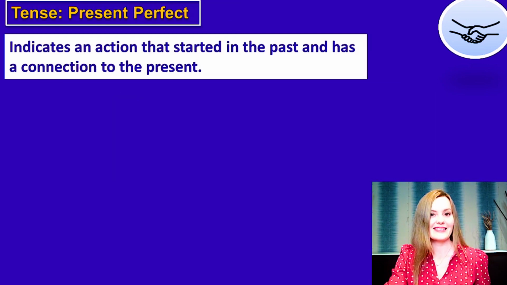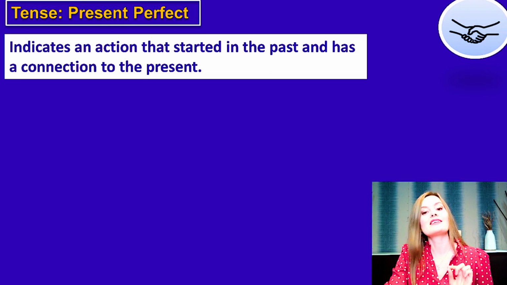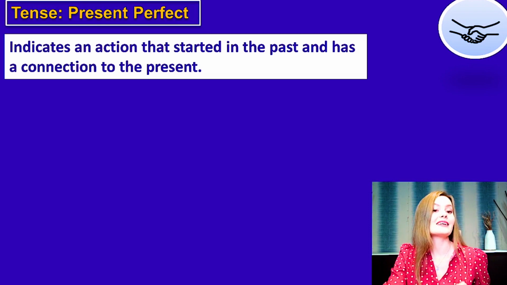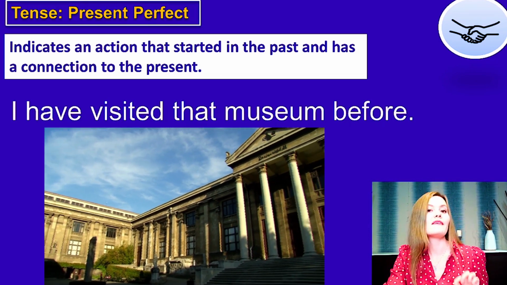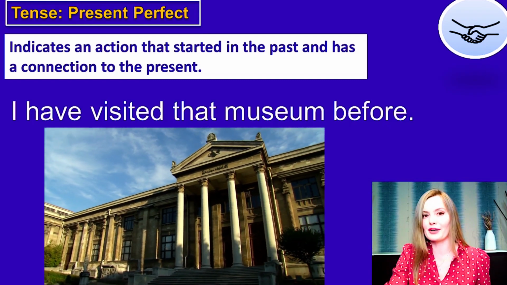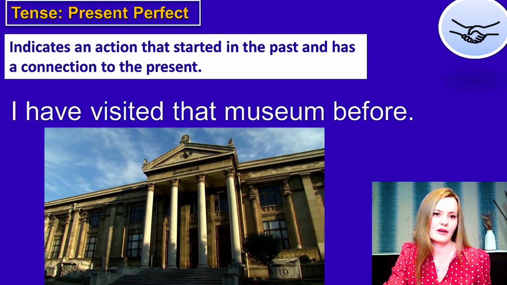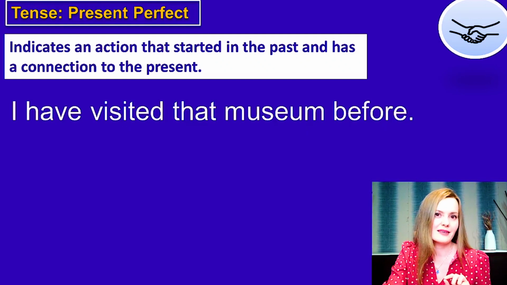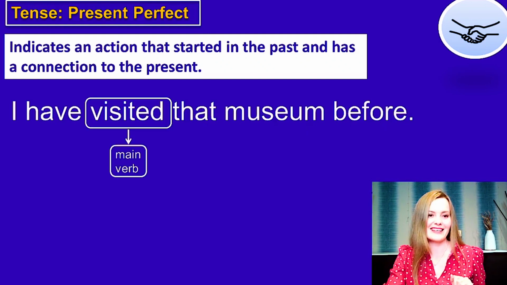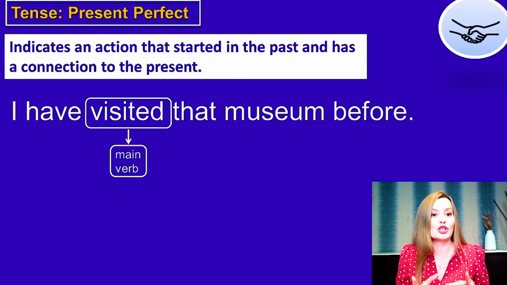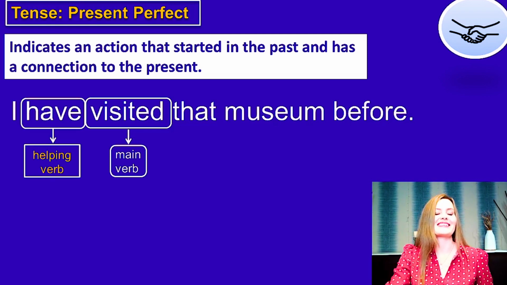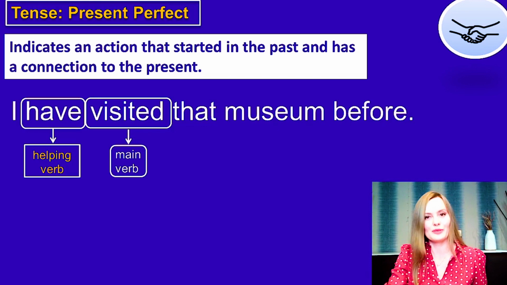Present perfect tense indicates an action that started in the past and has a connection to the present. For example, I have visited that museum before. Let's find the main verb. What have I done? Of course, visited. And what is the helping verb? Who knows which verb helps us to show that this is the present perfect tense? Of course, have. Have is the helping verb.